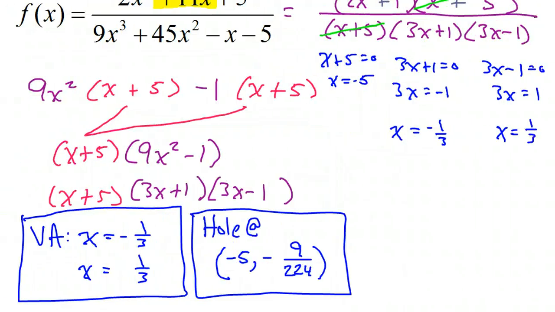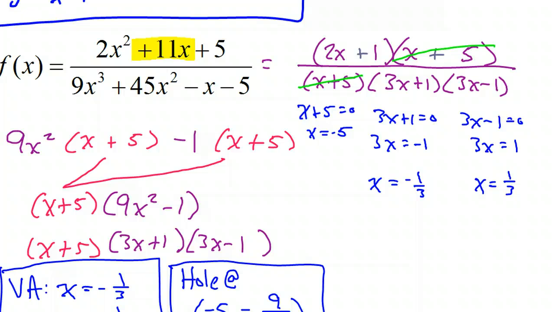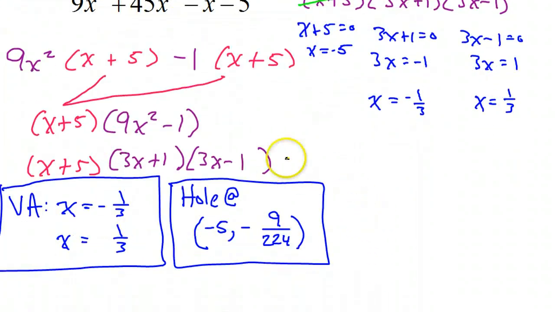Alright, so I got a vertical asymptote and a hole. Now, am I going to have a horizontal asymptote or a slant asymptote? Or neither? Well, the horizontal asymptote is all about the degree. This is that situation where the top degree is less than the bottom degree. So what does that tell you? That tells you that y equals 0 is the horizontal asymptote. So there is a horizontal asymptote, and it is y equals 0.